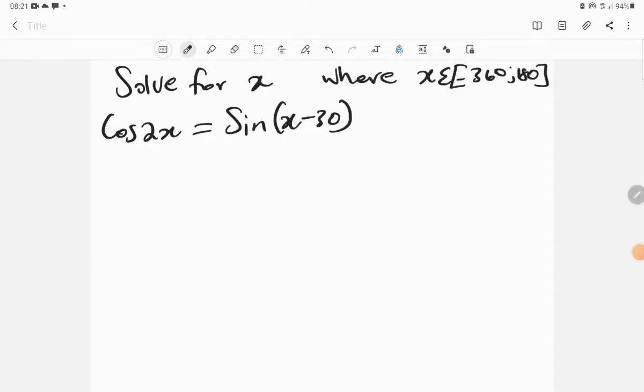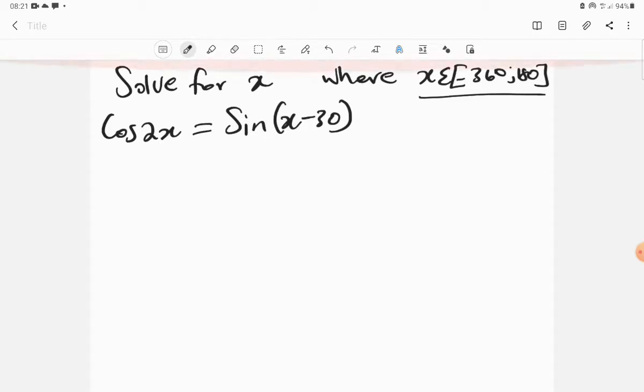Let's solve for x here, where x is defined in this domain. Now, how do you go about doing this? The first thing is to equate the trig ratios. If you want to deal with sine throughout, or if you want to deal with cos, you can change sine to be in terms of cos. Otherwise, the trig ratios must be the same.